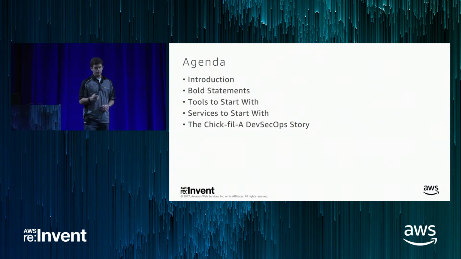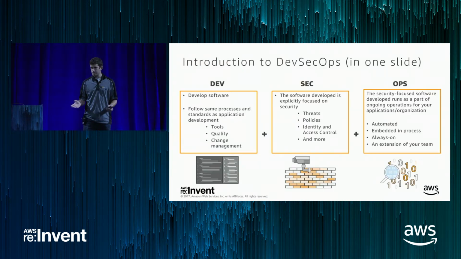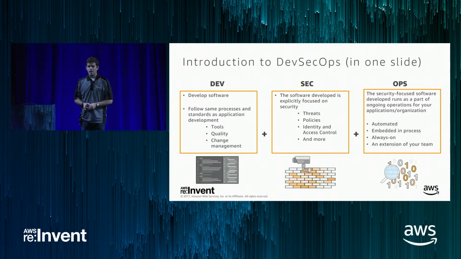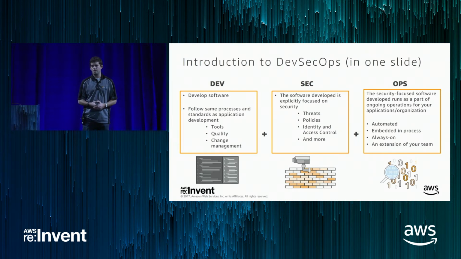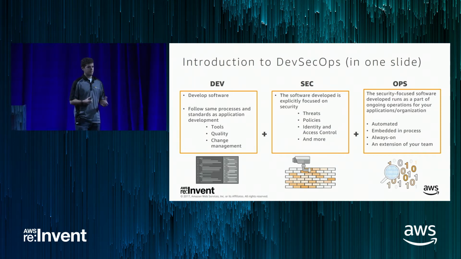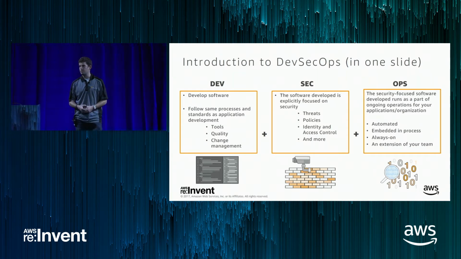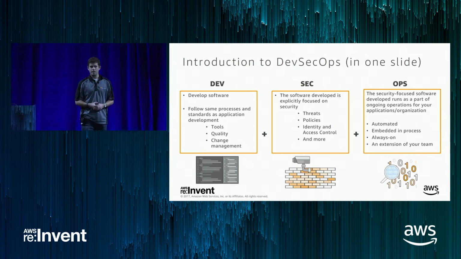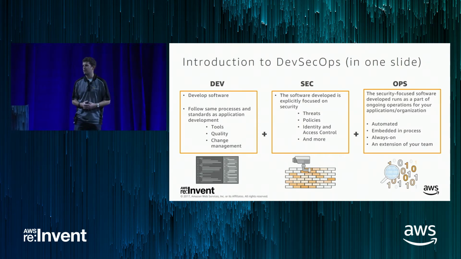Then I'm going to transition the presentation over to Robert, who's going to tell the Chick-fil-A specific story as it pertains to DevSecOps. By way of introduction, DevSecOps in one slide is kind of what you'd expect, broken down into those three terms. Dev refers to the idea that your security team is going to be developing software. You're going to follow the same tenets, principles and processes that your application teams do. This isn't a hacky side project where you're kludging some scripts together. If you want to follow DevSecOps, your security team is going to be developing real application software.